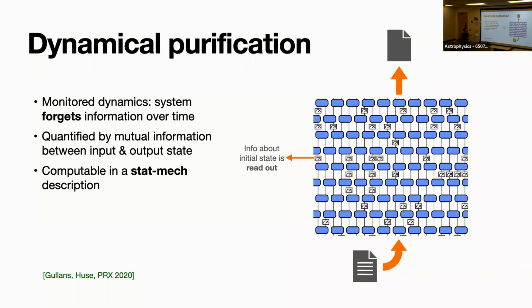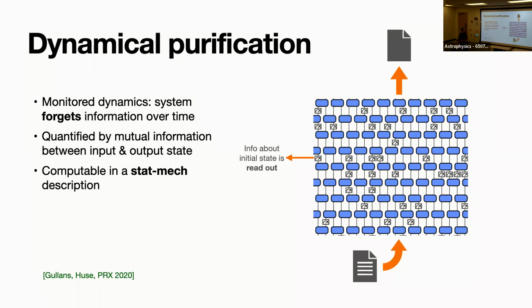That's essentially because of the no-cloning theorem: if an eavesdropper is learning information about the initial state and is able to reconstruct it, then it can't be possible that the state is also inside the system. It has to have completely left, right? So we want to understand this process of forgetting information in these monitored quantum systems.